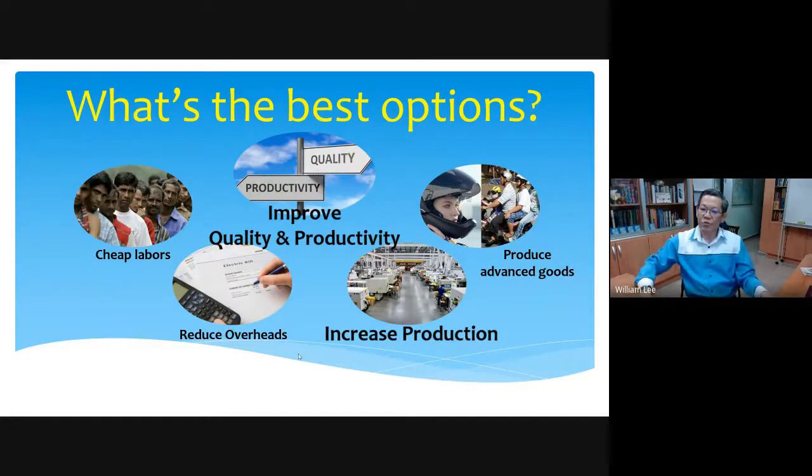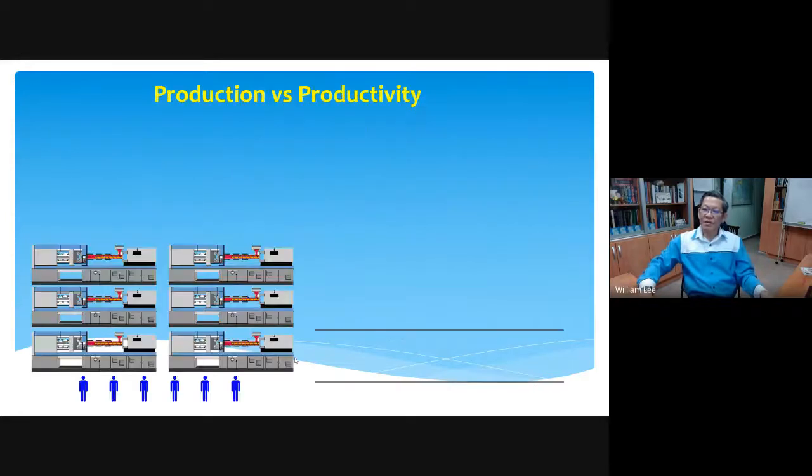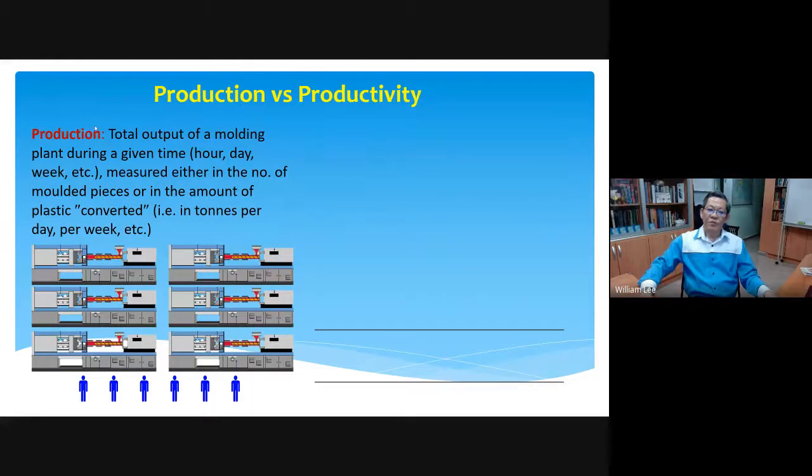So let me explain to you what productivity and production are. Assuming that you have a plant here where I have 6 injection machines and you have hired 6 operators and one will look after one machine. Okay, so the definition of production is the total output of a molding plant during a given time, whether per hour, per day, or per week. You measure either in terms of the molded pieces or the amount of plastic converted, per tons, per day, per week.